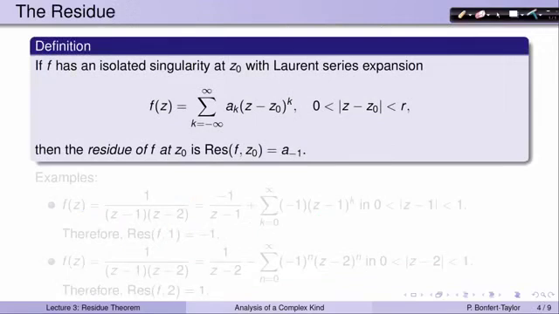If f has an isolated singularity at z0, with this Laurent series expansion right here, then the residue of f at z0 is exactly this a minus 1 term. So this a minus 1 term is called the residue of f at z0. Let's look at some examples.